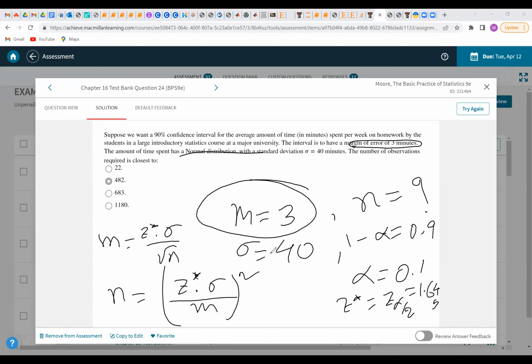So now we need to find the value of n. If you plug in z star equals 1.645, sigma is 40, and for m, we do not want to have a margin of error more than 3, so it will be 3. Then you will get the sample size is 482. And in this case, if you have a fraction for n, you will always round it up.